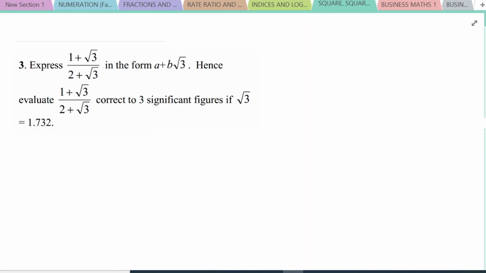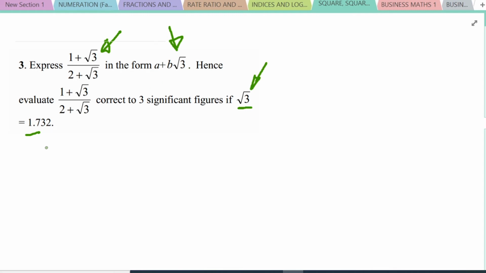Moving on. Here we have express this in the form a plus b root 3. Hence, evaluate that correct to 3 significant figures if root of 3 is that. So in other words, this question has two parts. The first part means we're supposed to first express this in terms of that. After expressing it, we go ahead and find the value of this, knowing that root of 3 is equivalent to that. So let's first do the first part.